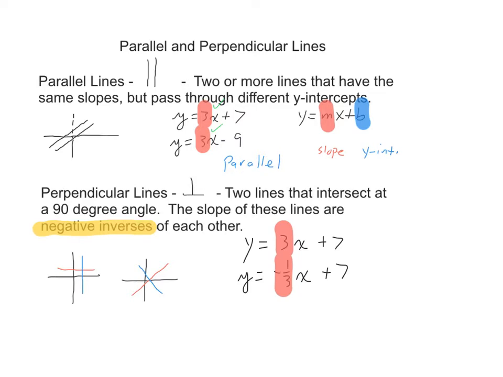To do that, we're going to take 3, and remember, whole number goes over 1. And we're going to see the inverse would be flip that upside down, so 1/3. So we've changed the sign from positive to negative, and we have an inverse. So those are, in fact, perpendicular.